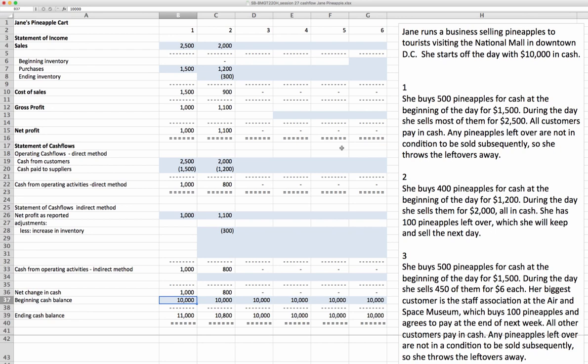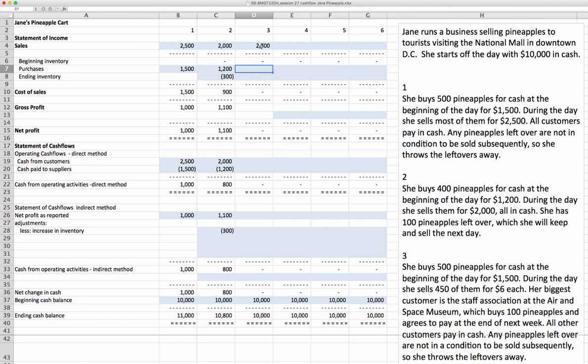So what would this look like as an income statement? Well, we'd say the sales revenue was how much? During the day she sells 450 of them for $6 each. So we have 450 multiplied by $6 each, which is $2,700 for sales. The beginning inventory was 0. In fact, the beginning inventory is going to be 0 in all these cases.